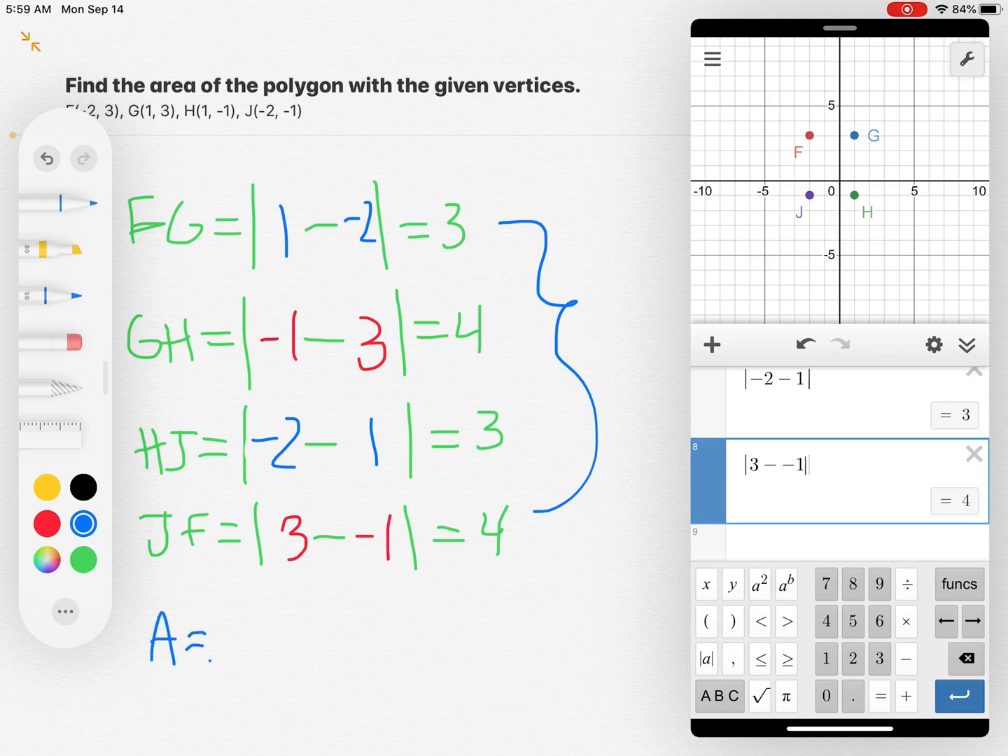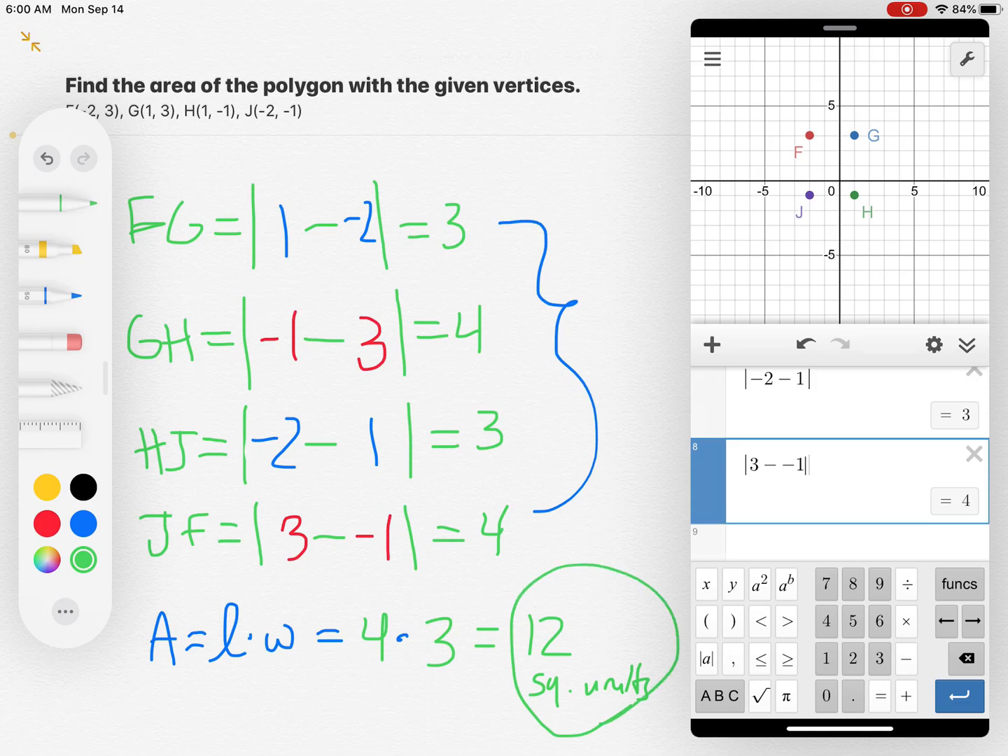The area of a rectangle formula is length times width. It doesn't really matter which one you pick to be the length or which one to be the width. I'm going to say that our length is 4, just for funsies, and our width is 3. I'm not going to use Desmos to multiply this. 4 times 3 is 12. So the area of my rectangle is 12 square units.